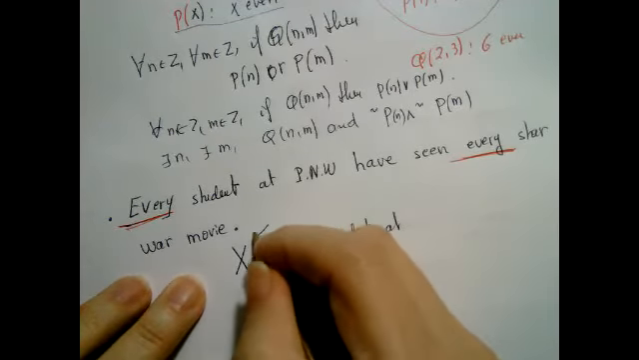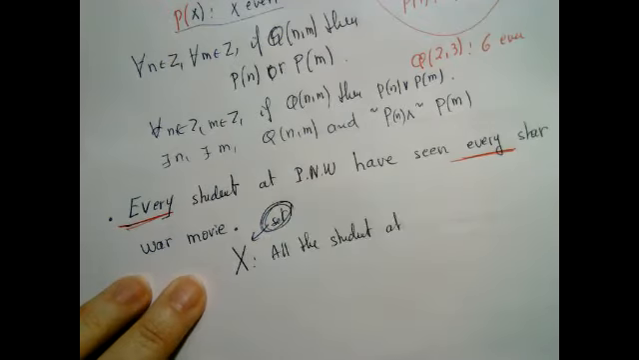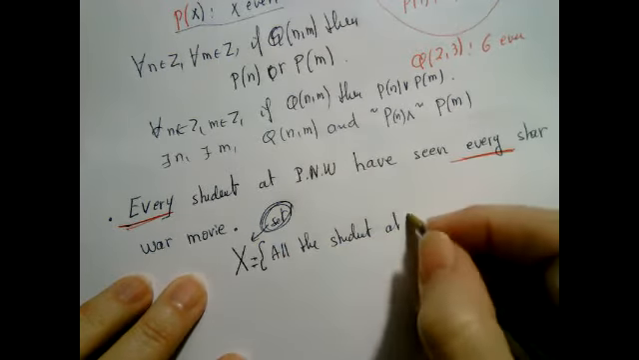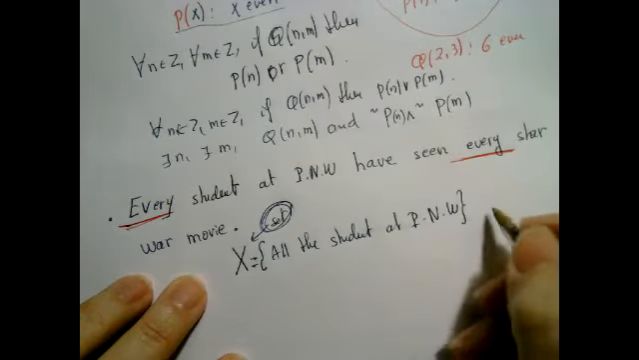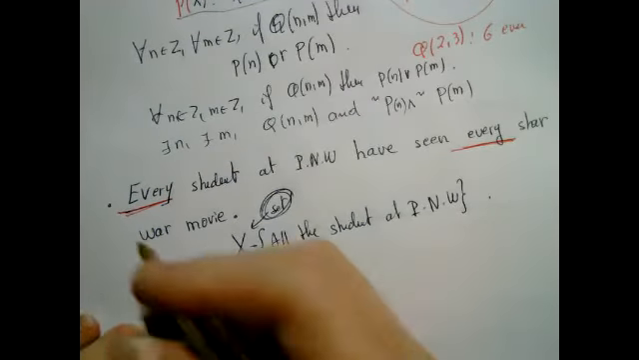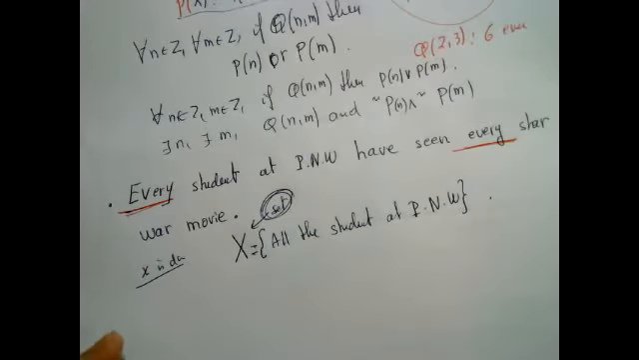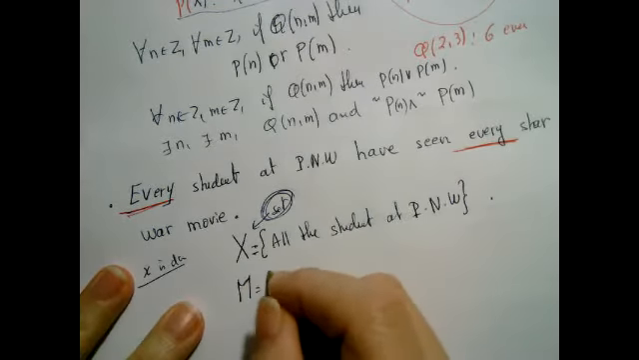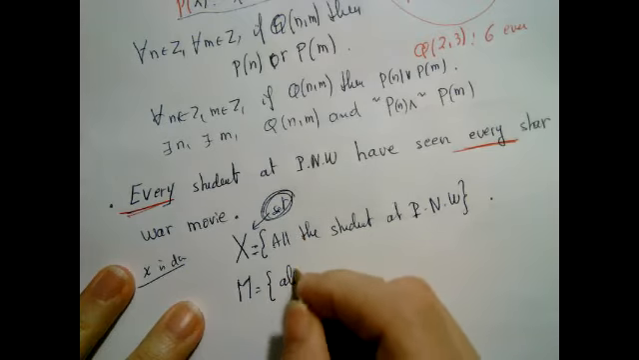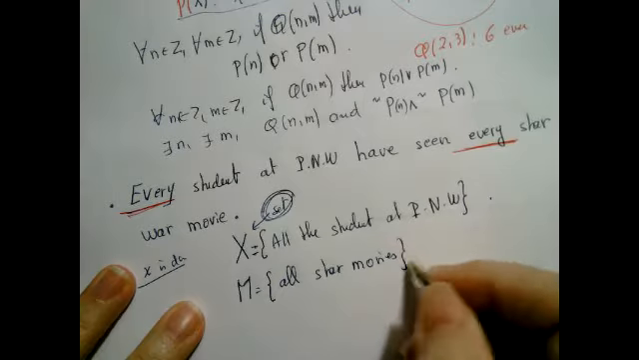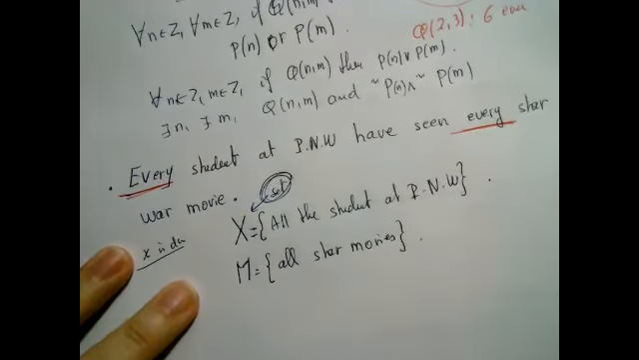So the domain is a set. This is a set, not a number. That's the set of all students. The domain is a set, a collection of objects, which is all the students. M is a set, which is the collection of all Star Wars movies, all whatever, 15 of them, whatever you want to call a Star Wars movie. Okay, so these are my domains.